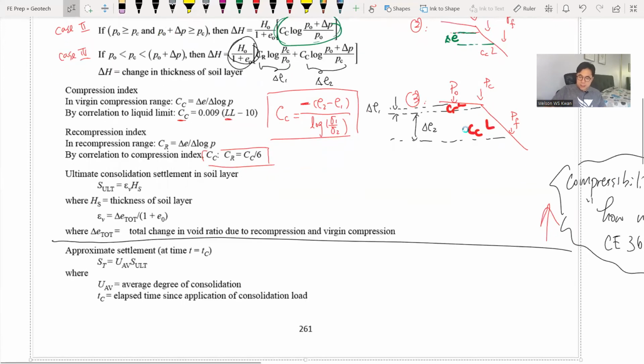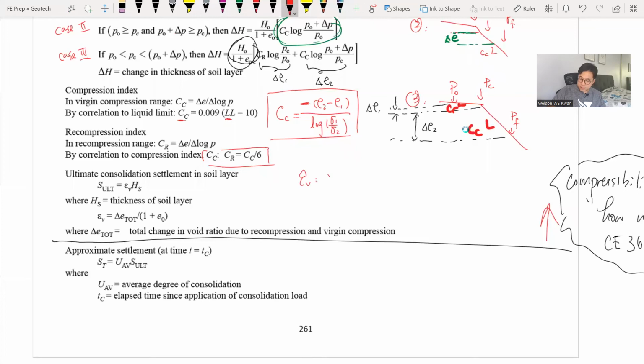So after that, we also have the ultimate consolidation settlement in the soil layers. This is telling you the settlement is equal to the volumetric strain. So epsilon V here is the volumetric strain.